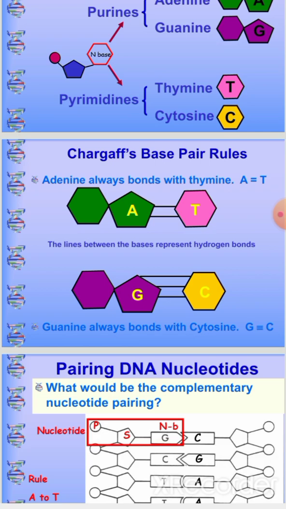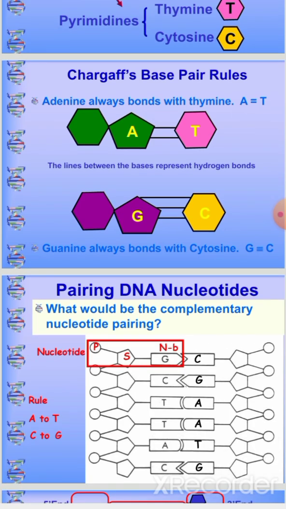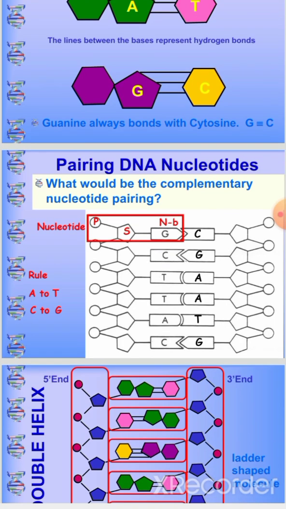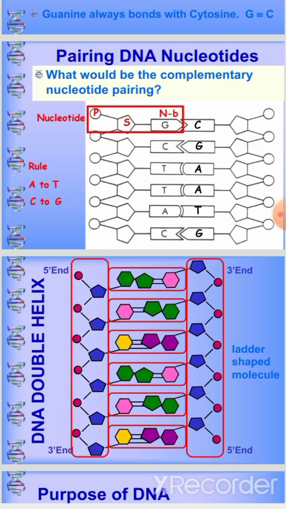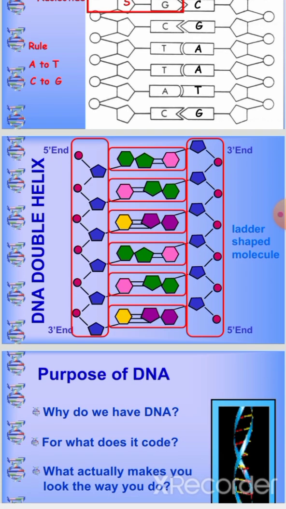Chargaff's base pair rules: adenine always bonds with thymine with a double hydrogen bond, and the line between the bases represents the double hydrogen bond, while guanine always bonds with cytosine. Pairing DNA nucleotides: what would be the complementary nucleotide pairing? Adenine always pairs with thymine and cytosine always pairs with guanine. DNA is a double helix and ladder-shaped molecule.